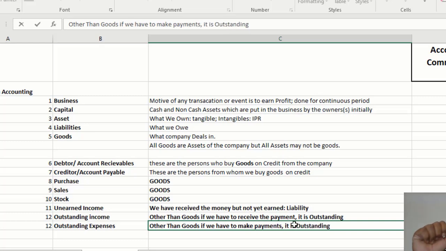Suppose you have called your electrician at home and you say, oh, today brother, there is no money with us right now. Tomorrow, can I give you after two days, three days, four days? So you have got the work done by the electrician or plumber or whatever worker has come, but you have not made the payment. Is it your regular work to get it done? No. Are you dealing in this? No. So you still have to make the payment. That is called your outstanding expenses.